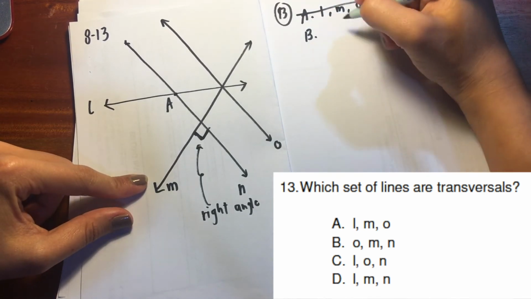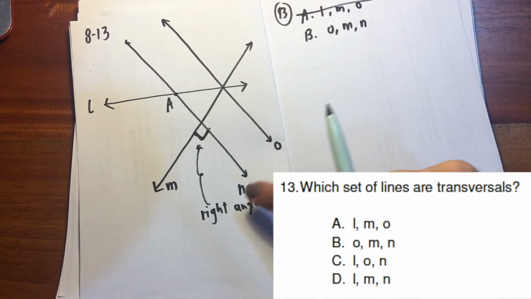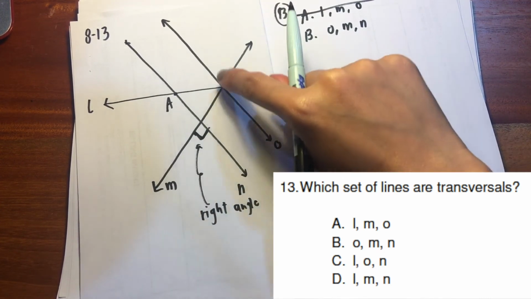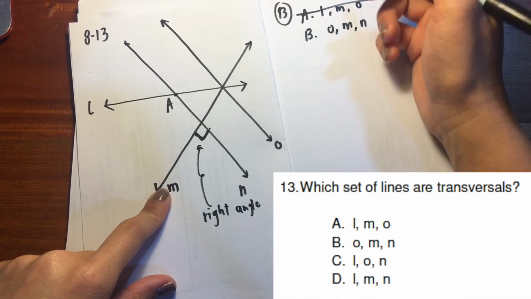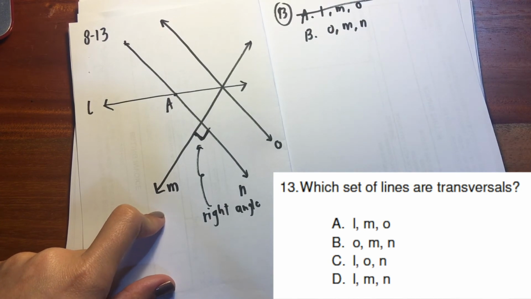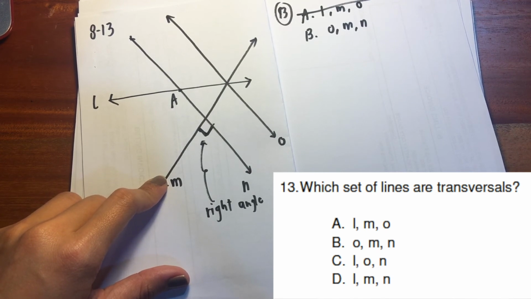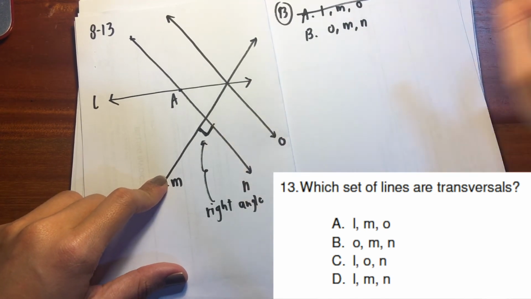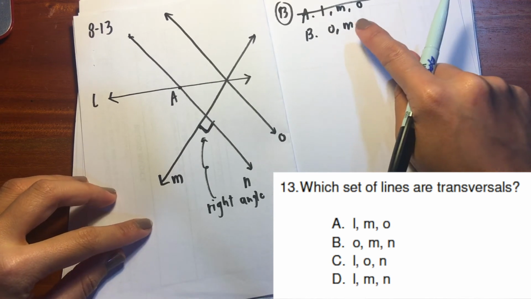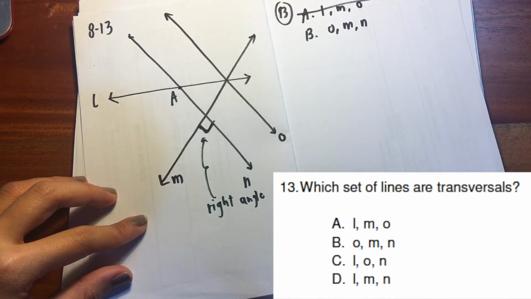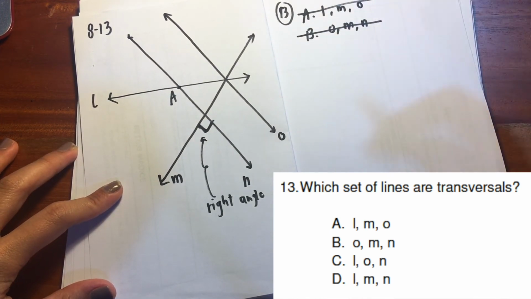Letter B, O, M, and N. Does O intersect M? Yes, at this point. How about N? Does O intersect N? No. So by definition, O is not a transversal of M and N. However, let's check line M. Does line M intersect N and O at different points? Yes. So we can say that M is a transversal of O and N, but O is not a transversal of M and N. So therefore, as a set, these are not transversals of one another. So B is also not the answer.